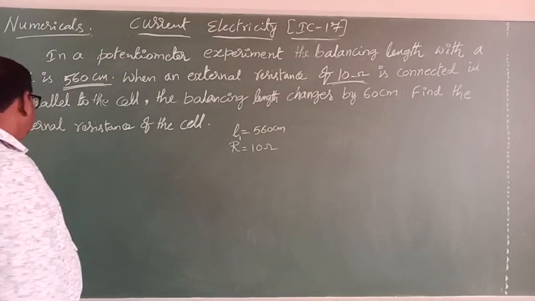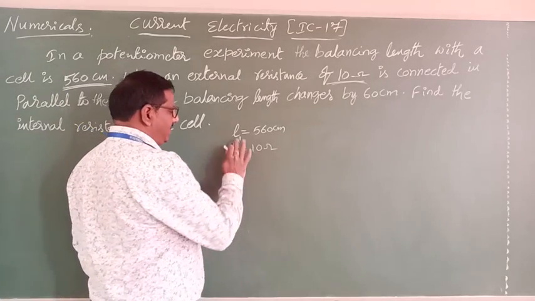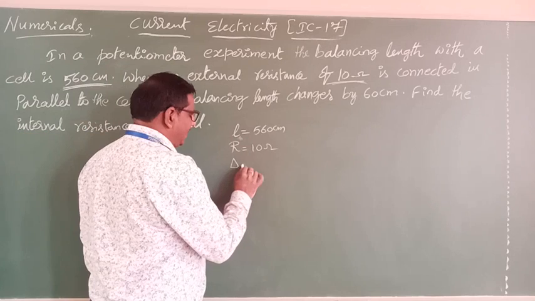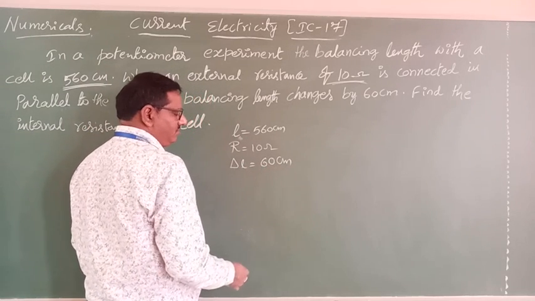Find the internal resistance of the cell. Balancing length changes, here delta L. Delta L, how much do they give? A 60 centimeter change they give.